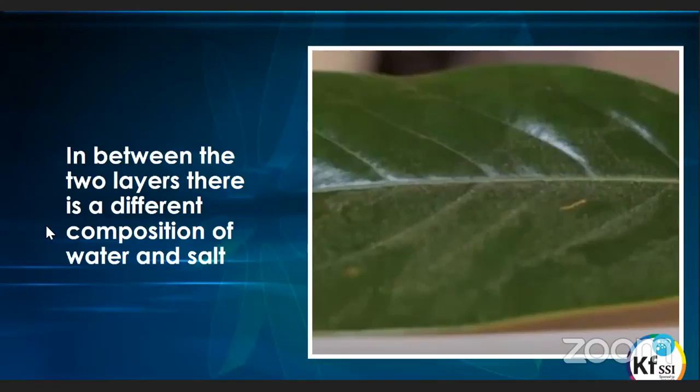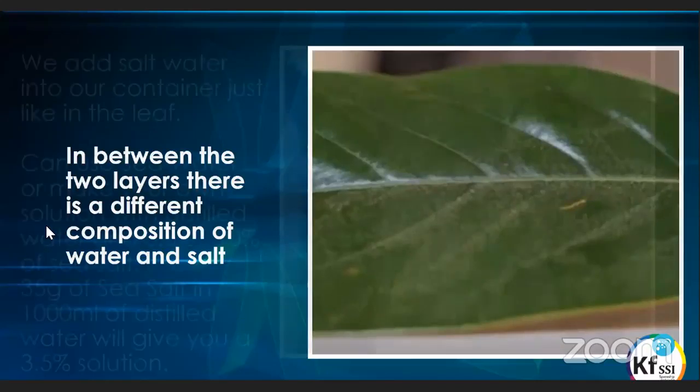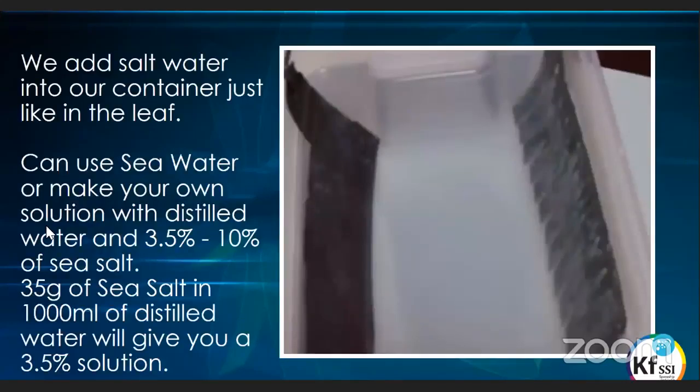Now, in between, when you look at within your leaf, there's different compositions of water and different amounts and solutions of salt within that leaf, very trace amounts, but they are still there. And so we have to do the same. So within that box, once you've set up your plates, we add the salt water into our container, just like the leaf.